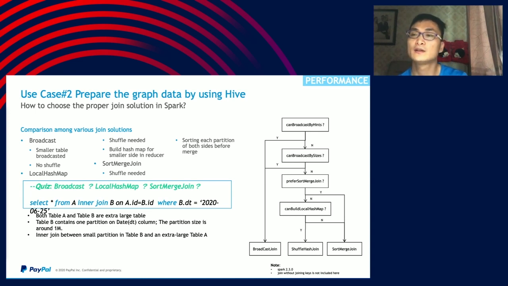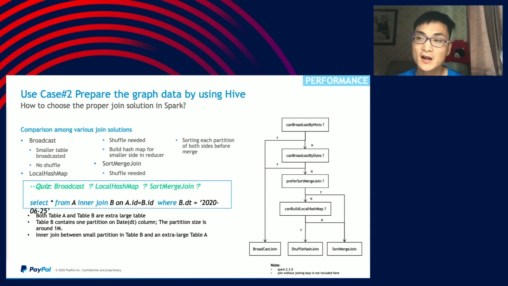In our production environment, we have some join SQLs like this. For example, we have table A and table B, both of which are extra large tables. And table B has a lot of partitions, and we just use one specific partition here. And this partition has a small data size, maybe just 1 megabyte. As you can see, this is a join between an extra large table and a small partition.